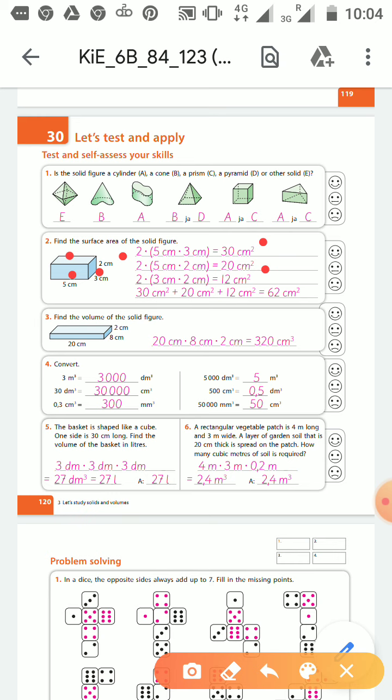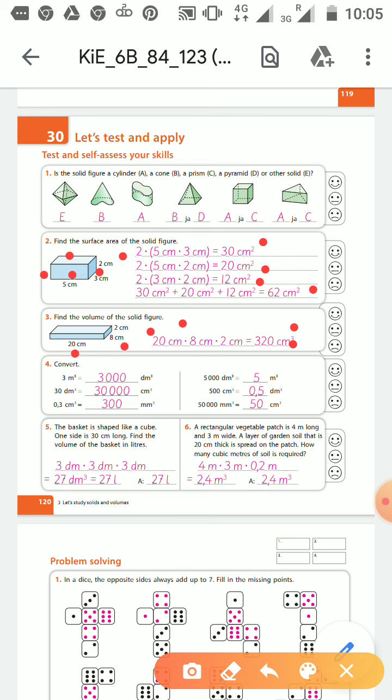Then you've got the little side ones here as well, which are 2 by 3. That side and that side. That's 12 centimeters. When you add it up, the total surface area should be 62 centimeters squared. Then you've got a pretty easy one. You find the volume of the figure. You just have to times those 3 numbers, 20 times 8 times 2. And that would be 320 centimeters cubed. Remember the cubed bit there as well.